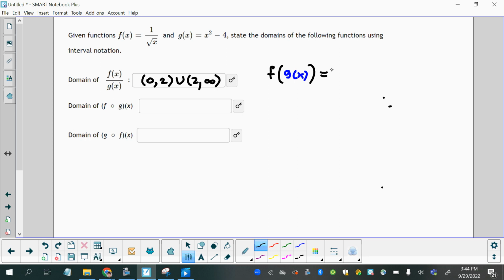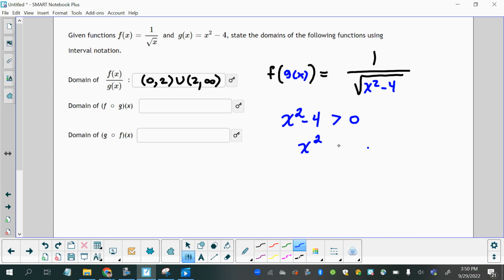So we can start by writing out the function f of x, and instead of putting an x under the square root, we're going to put all of the expression to the right of g of x, x squared minus 4. Okay, so what we're going to do is take the radicand x squared minus 4 and say that it must always be greater than 0. Adding 4 to both sides, we can say that x squared must always be greater than positive 4.